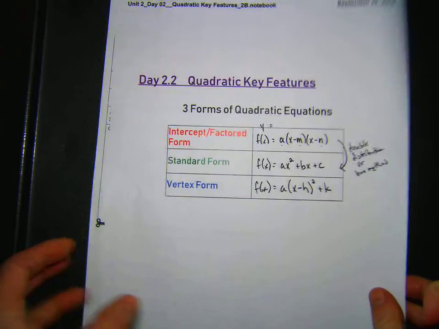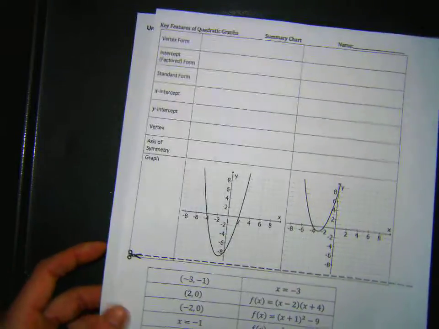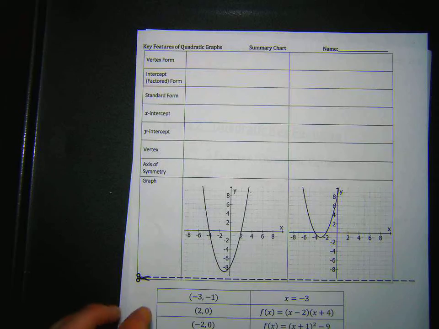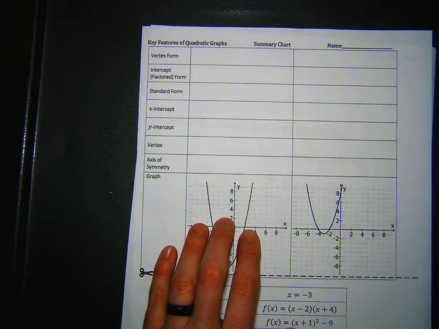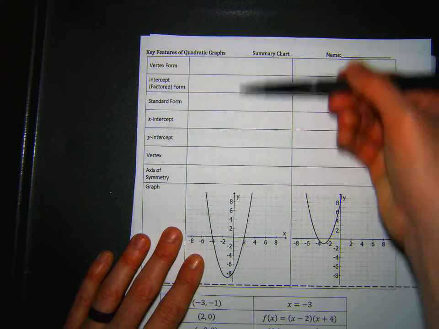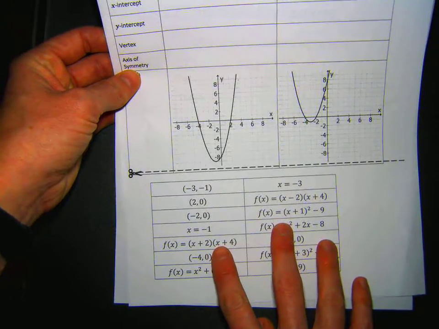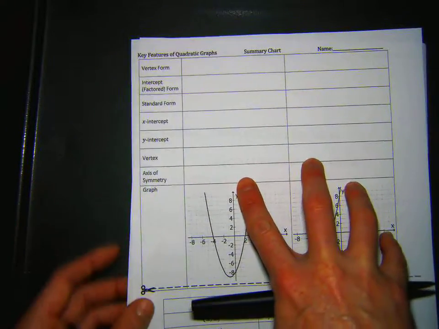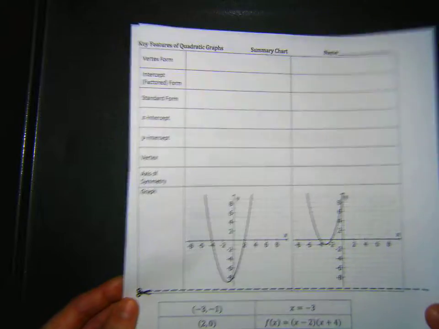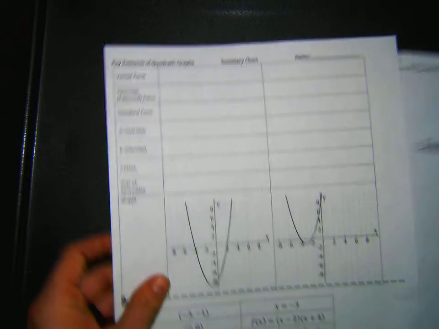All right, so we are going to now cover the key features. We're going to take a look at this bottom left graph, and we're going to identify all of the key features for this left graph. Those are in this word bank, which I probably won't refer to in this video. I'm just going to fill it in and explain as we go. But we're also going to compare sometimes to these three forms.